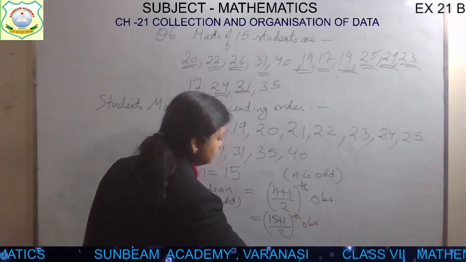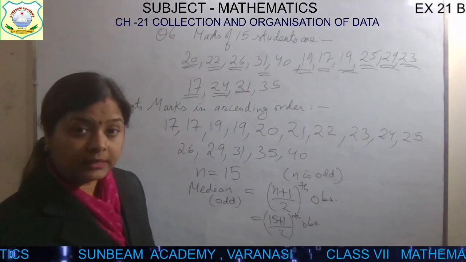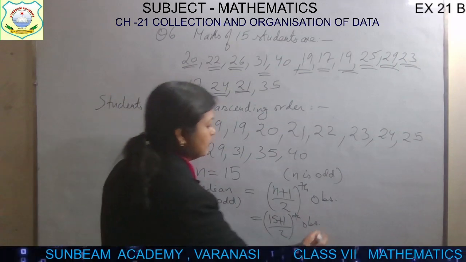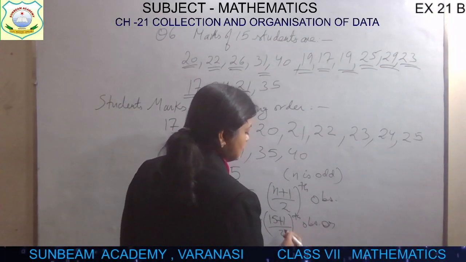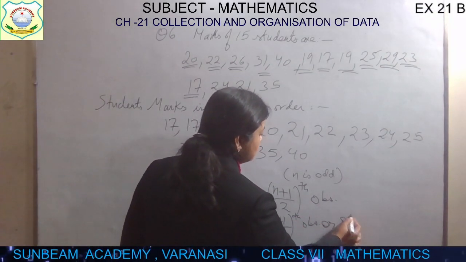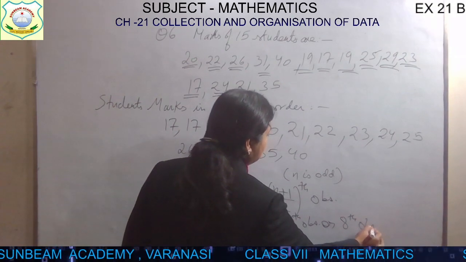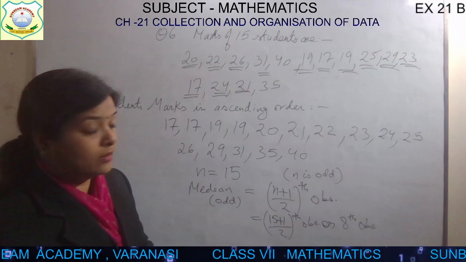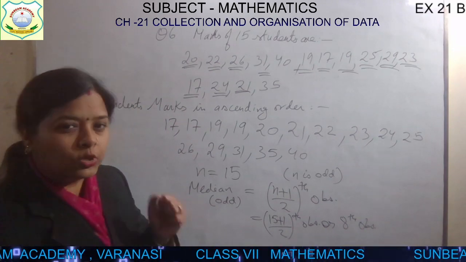observation. So it is 16 by 2. 15 plus 1 means 16 by 2th observation. That is 8th observation. So median is the 8th observation, but we will not stop here. We will find what is the 8th observation.